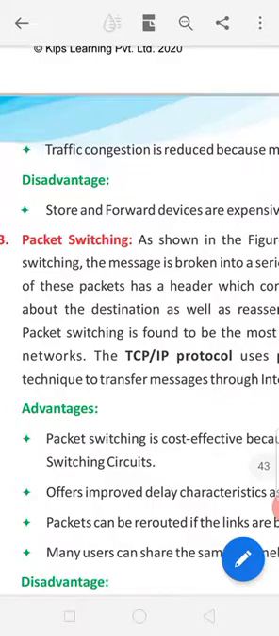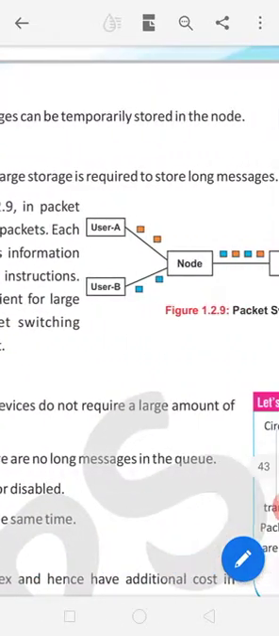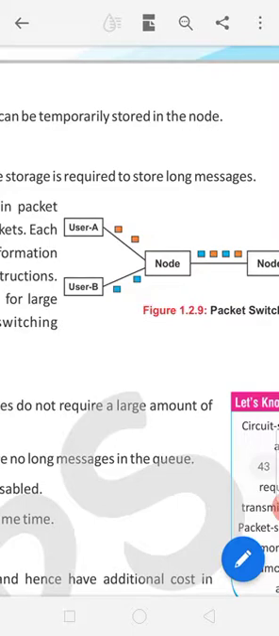Disadvantage: store and forward devices are expensive, as large storage is required to store long messages. If we send a long message, it requires long storage capacity, but we don't have it. In message switching we have only a little bit of storage.